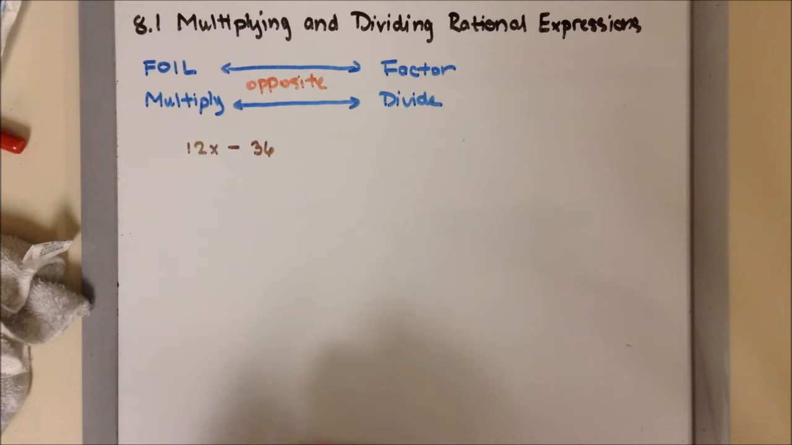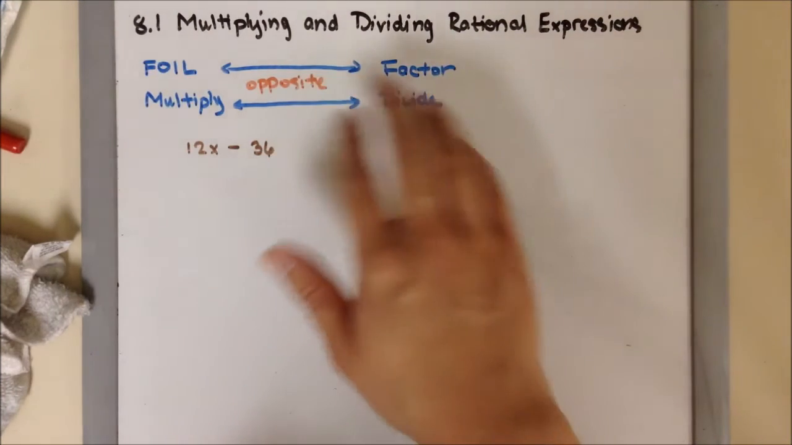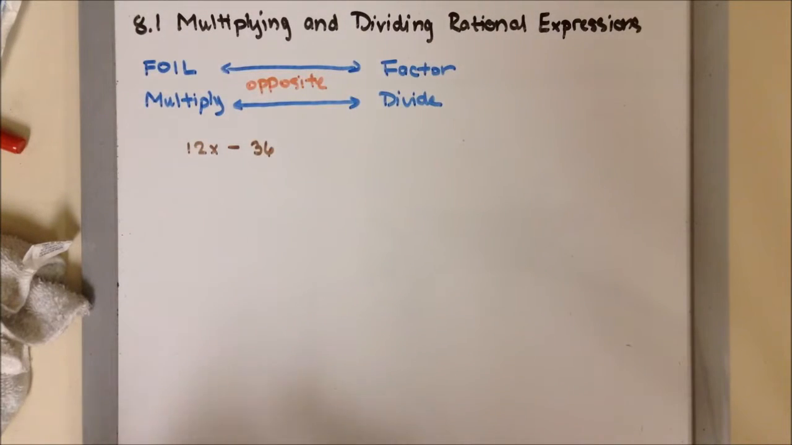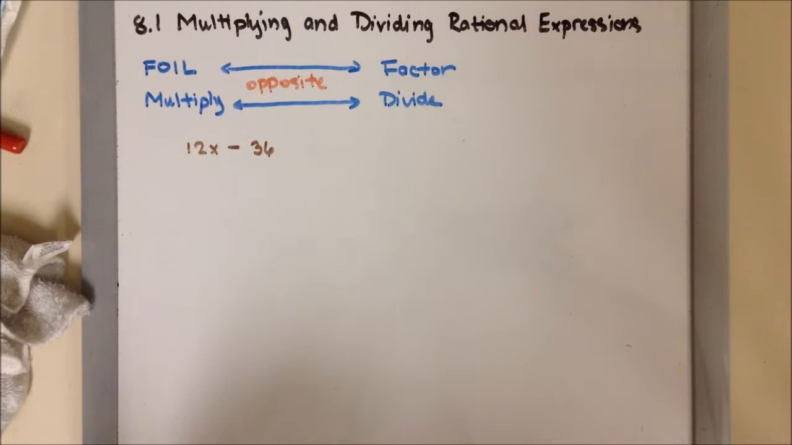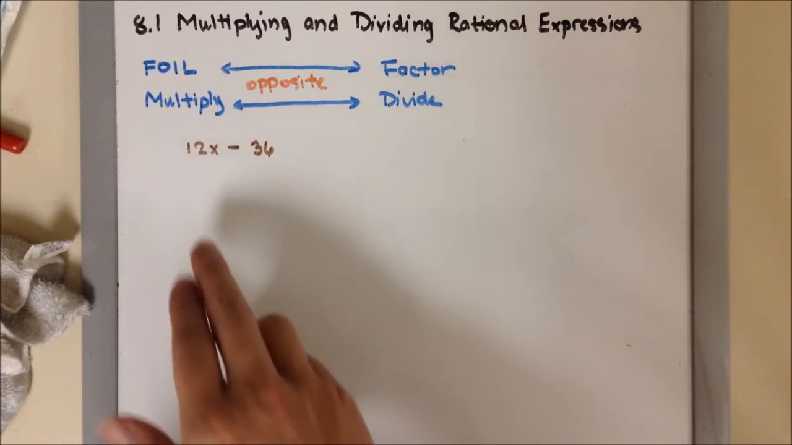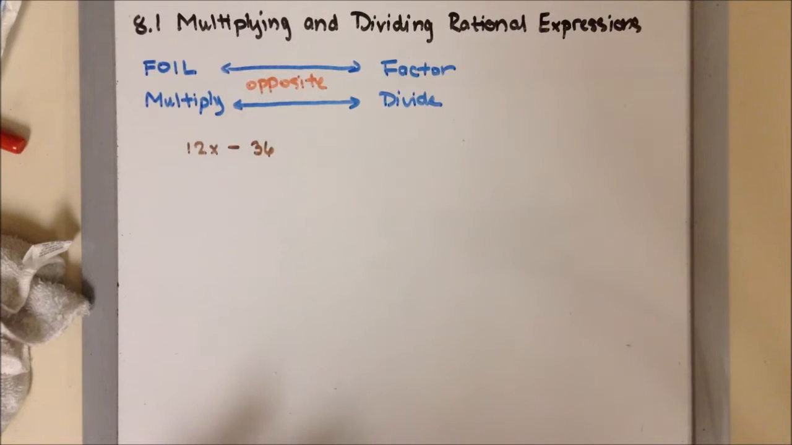So we have worked where we were foiling, which involved a lot of multiplication. When we talk about factoring, it's the opposite of FOIL, meaning the opposite operation. Therefore, when it comes to factoring, you're going to have a lot of dividing components. So let's take a look at the first example, 12x minus 36.